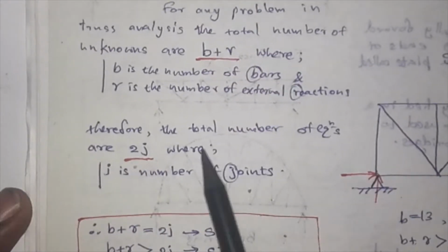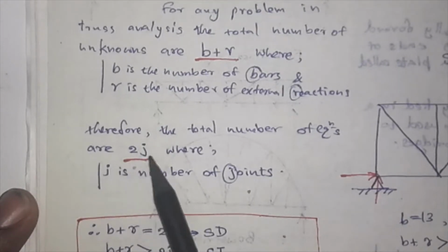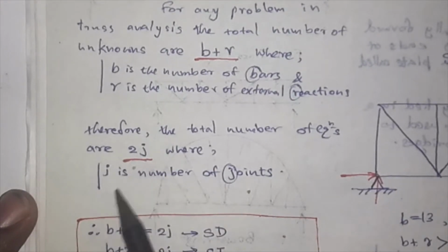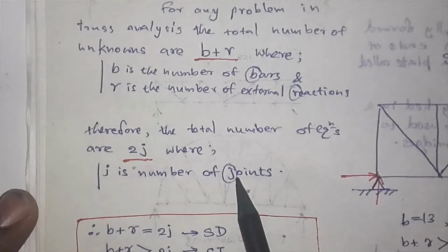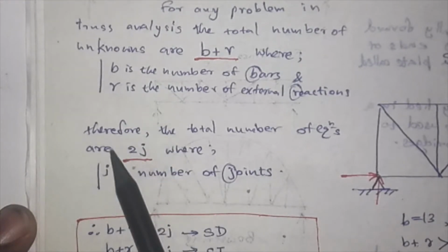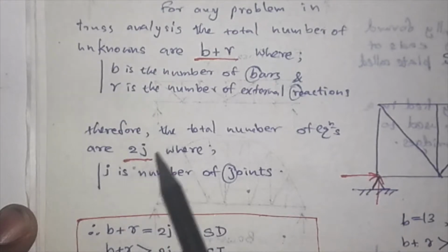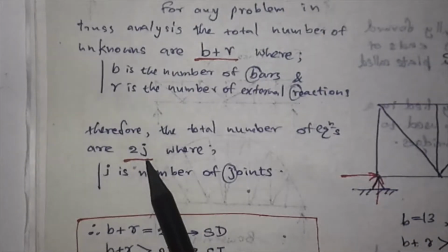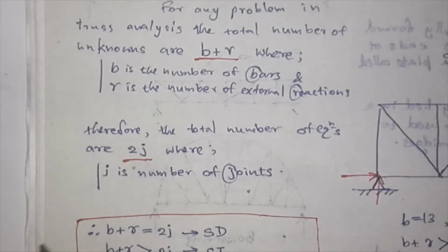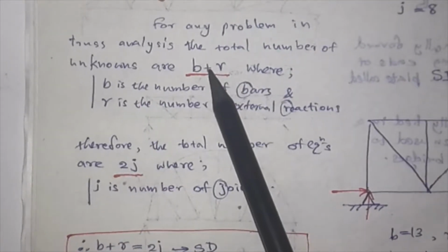Therefore, the total number of equations is 2J. What is J? J is the number of joints. So the number of joints times 2 is the total number of equations. Total number of equations is 2J. Total number of unknowns is B plus R.